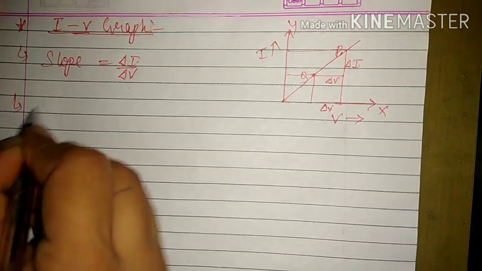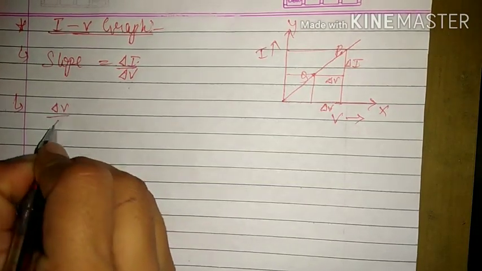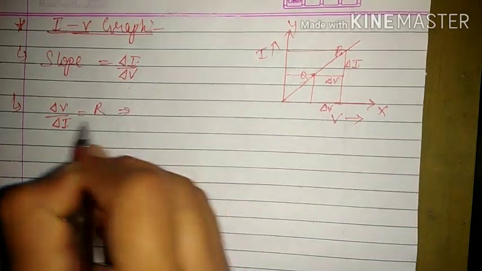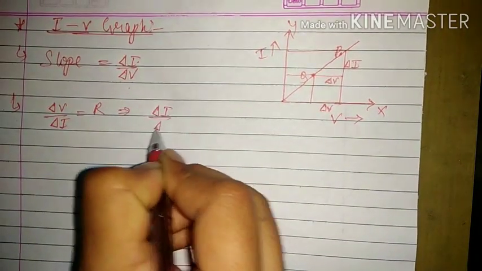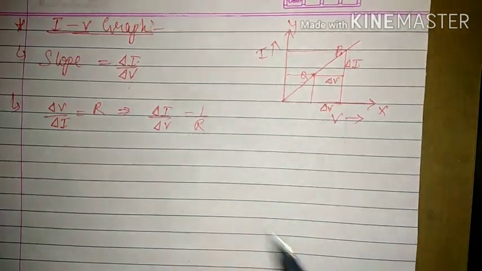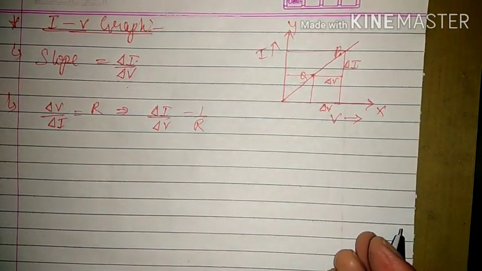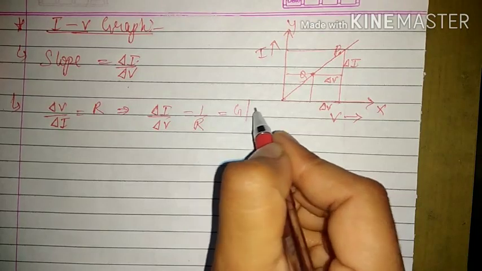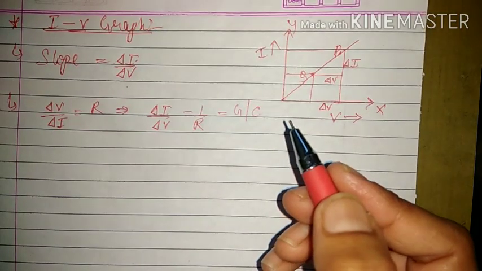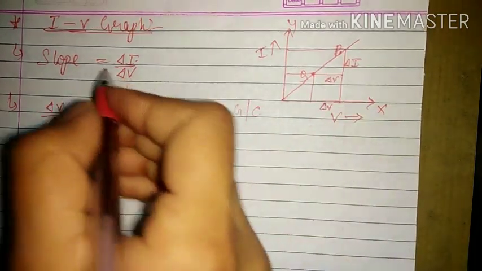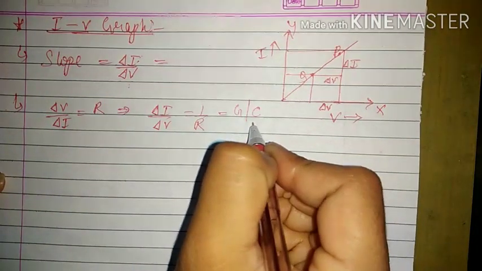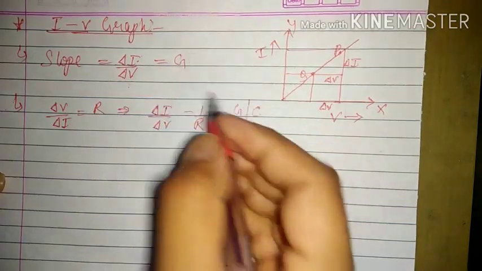Right now we have said that del V upon del I is equal to resistance. This also implies that del I upon del V is equal to 1 upon resistance. And do you remember what 1 upon R is? That is the reciprocal of resistance, obviously conductance, which was represented by C or G, as you wish. You can represent it by anything. So that means the slope del I upon del V actually represents the conductance.